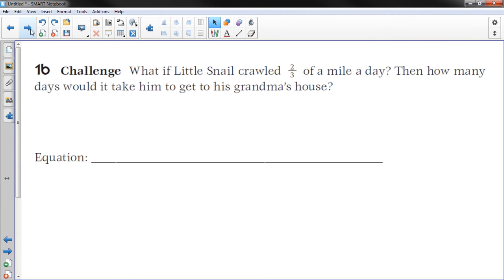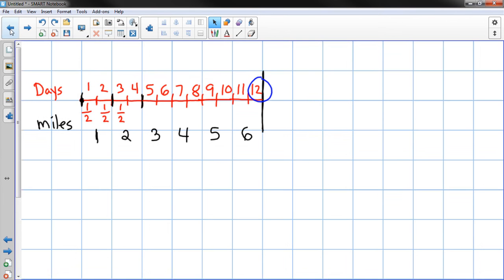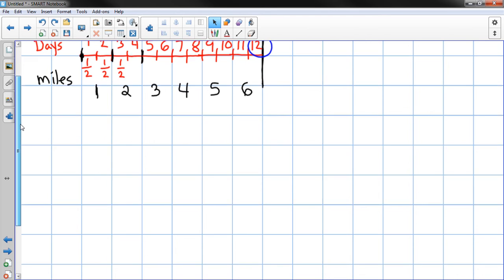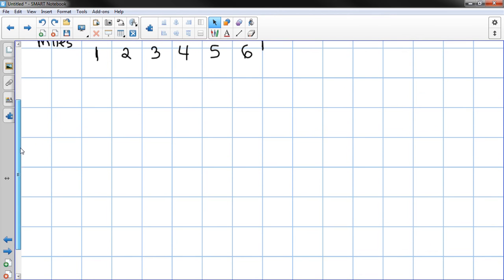1b. What if little snail crawled 2/3 of a mile a day? Then how many days would it take him to get to his grandma's house? Okay. I'm going to go back to that graph paper. Now it's 2/3 of a mile. That's a little trickier, isn't it?